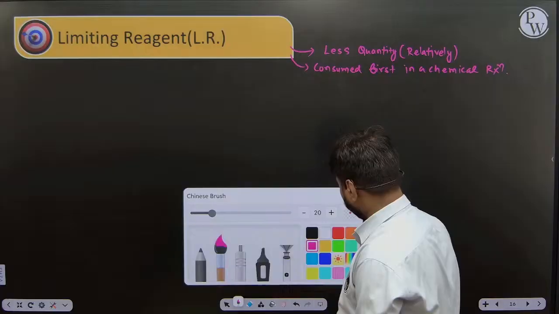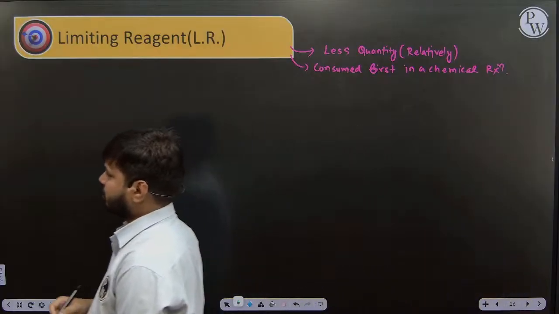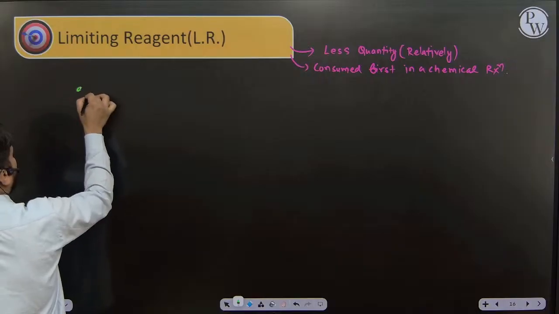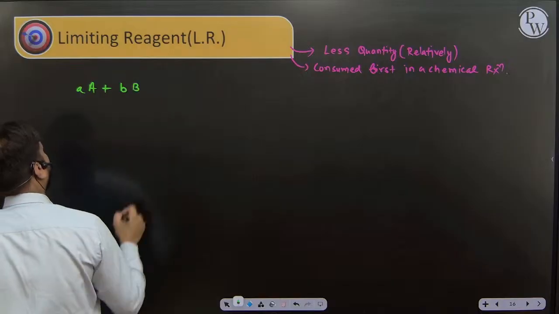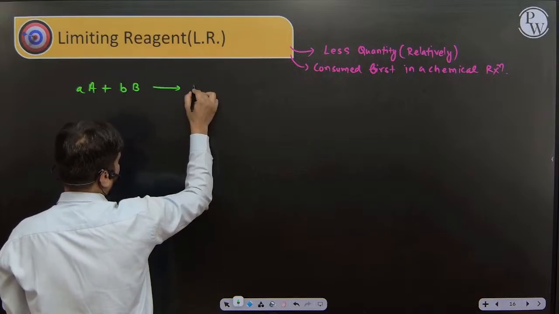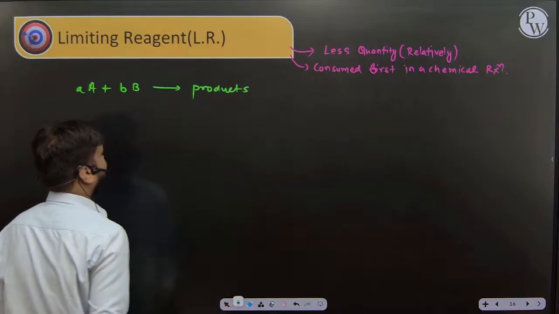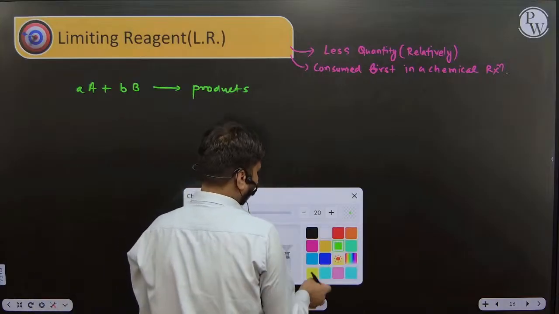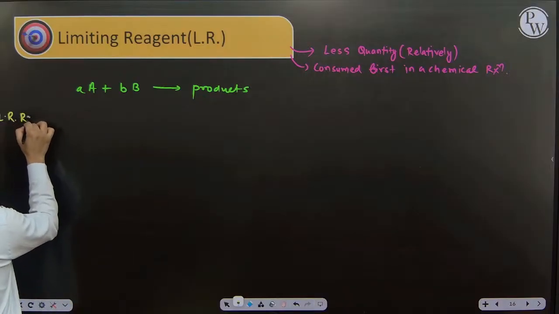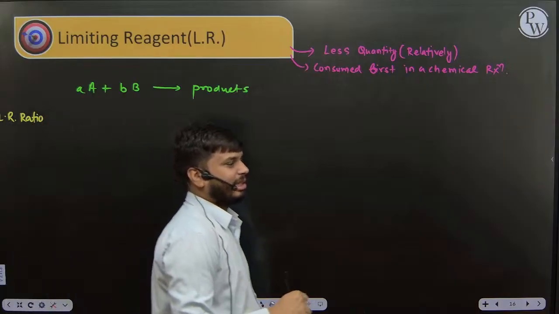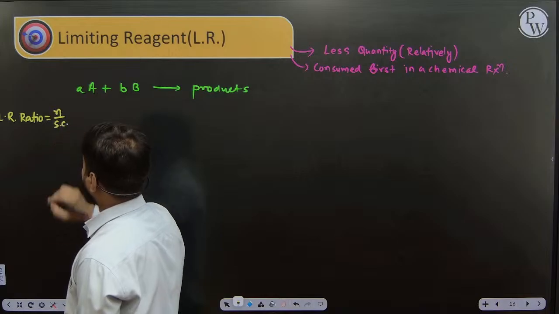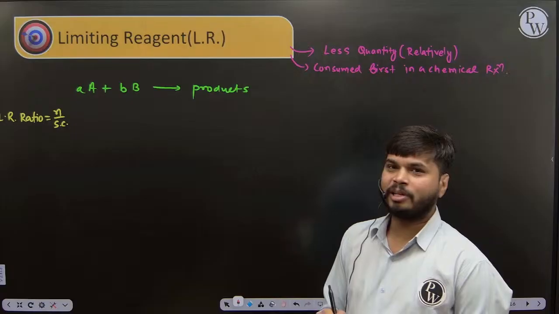चलिए, तो now let's talk about how to calculate this limiting reagent, ठीक है? तो let's say मान लीजिए you are having the equation small a capital A plus small b capital B converting into the products, right? Now in order to know which one is going to be the limiting reagent, we are going to calculate the ratio which is called the limiting reagent ratio, which is moles by stoichiometry coefficient, ठीक है?